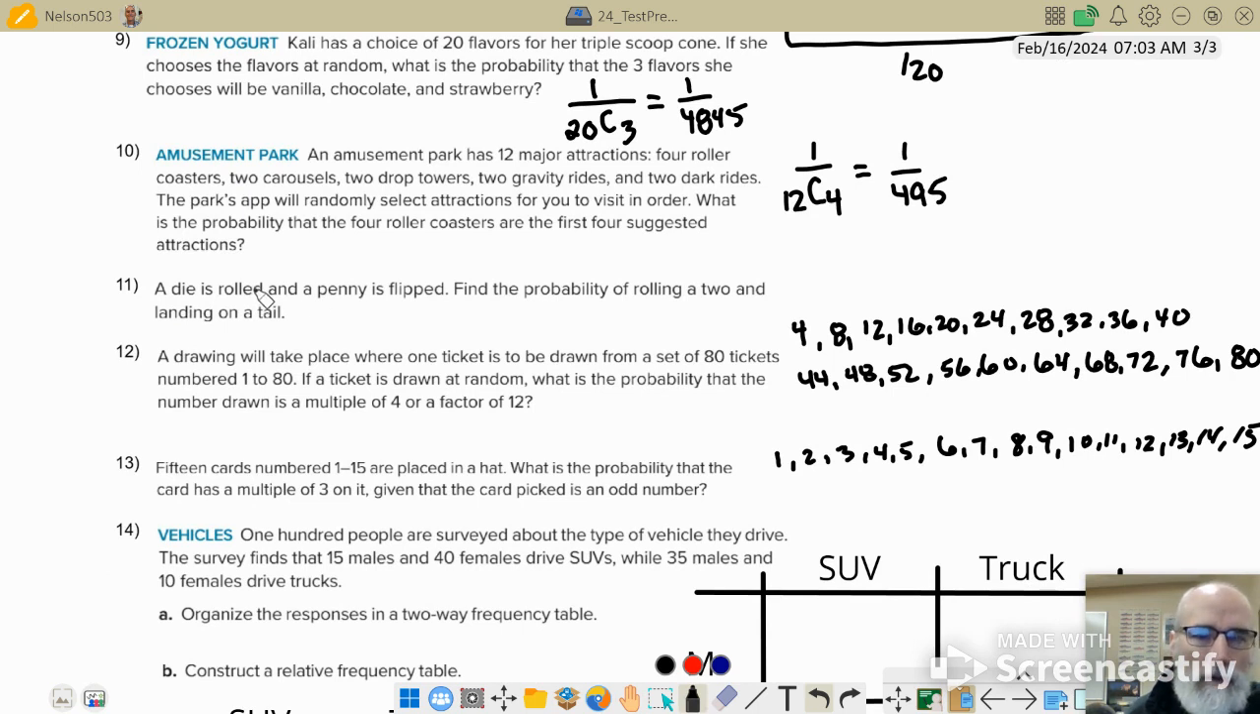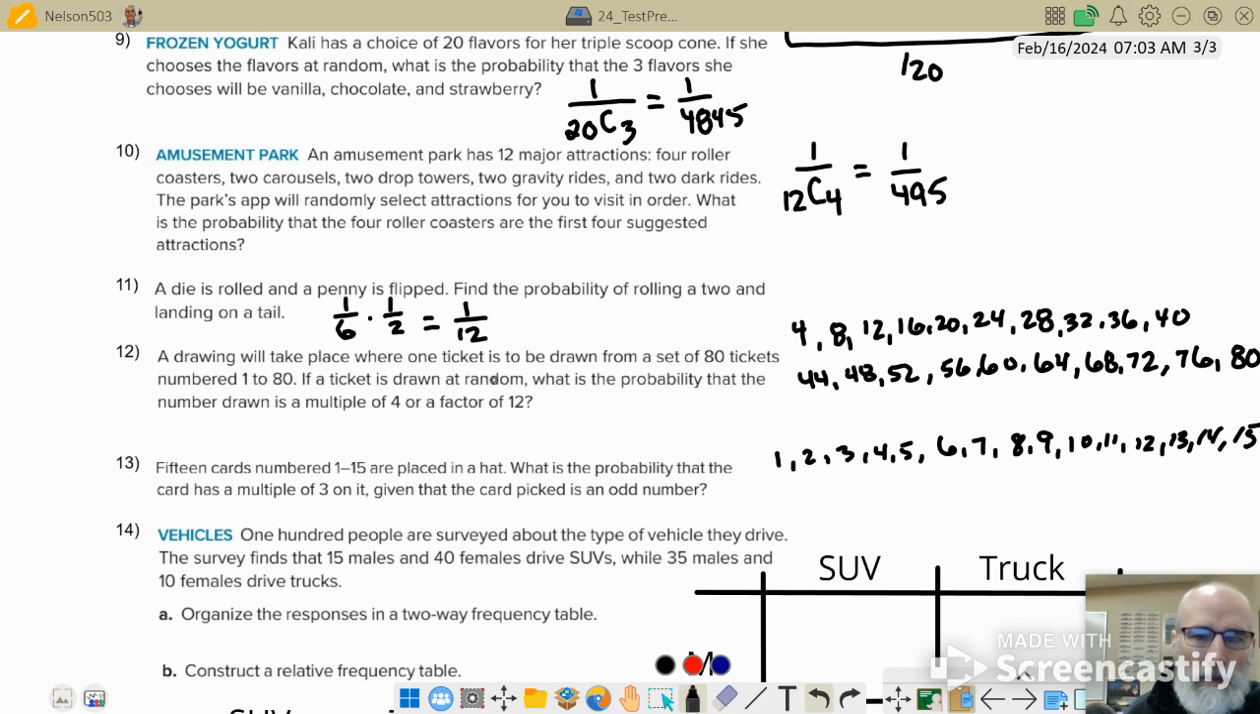So what's the chance of rolling a 2 on a die? That's 1 out of 6. There's 6 options on a die. And then obviously there's 2 sides to the coin. So what's the chance we're going to land on one of those particular sides? That's a 1 out of 2. So we have a 1 out of 12 chance on number 11.